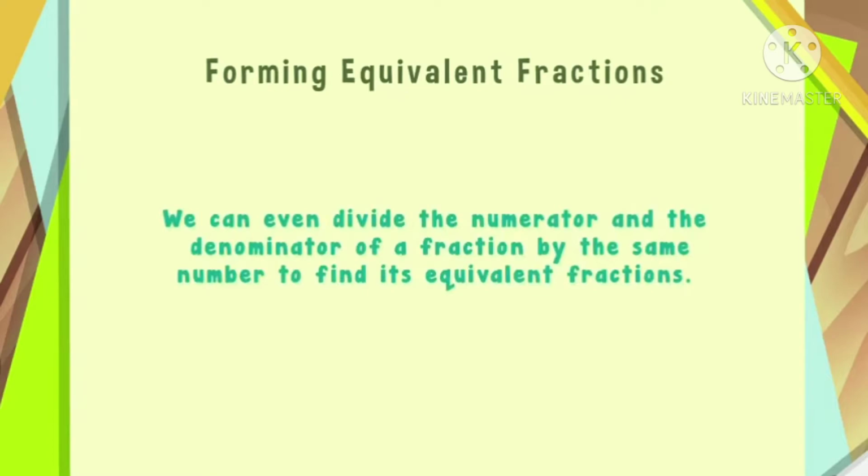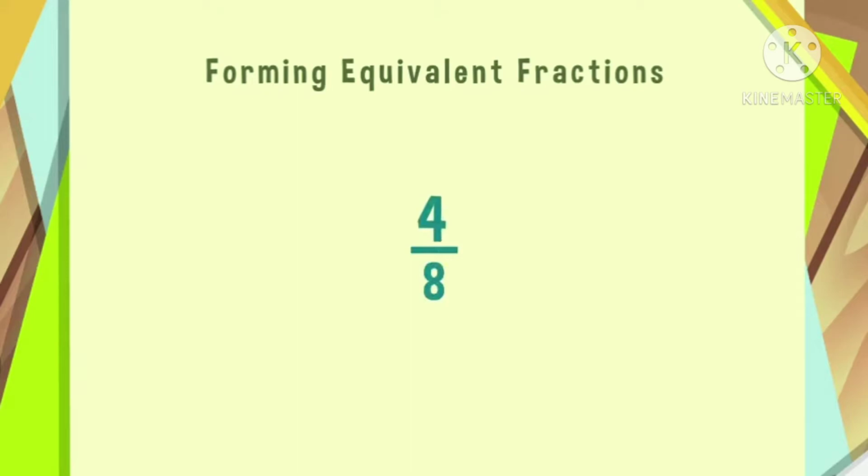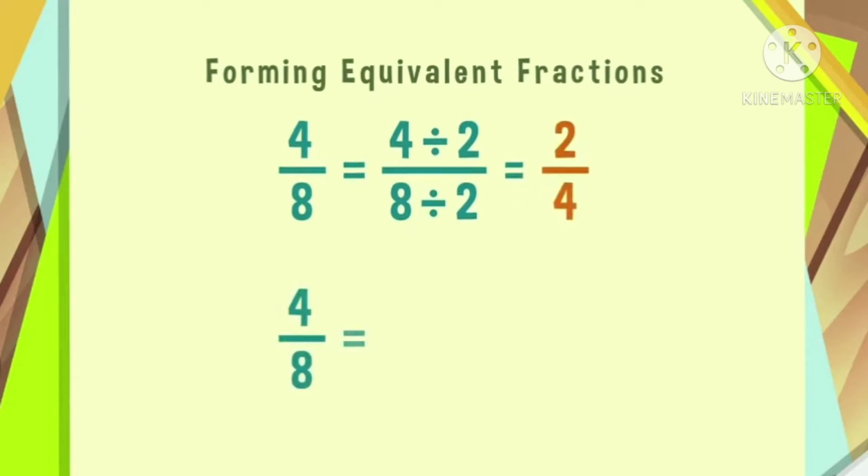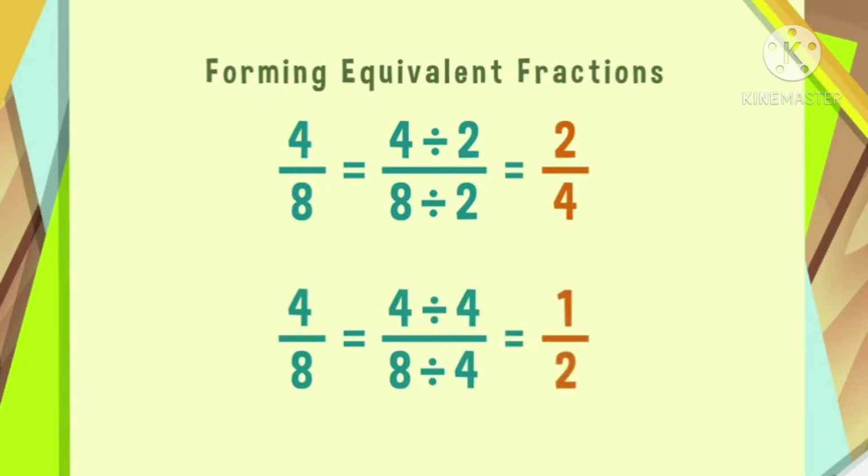Similarly, we can even divide the numerator and the denominator of a fraction by the same number to find its equivalent fractions. Let us take the fraction 4 upon 8. Dividing the numerator and the denominator by 2, we get 2 upon 4. Dividing the numerator and the denominator by 4, we get 1 upon 2.